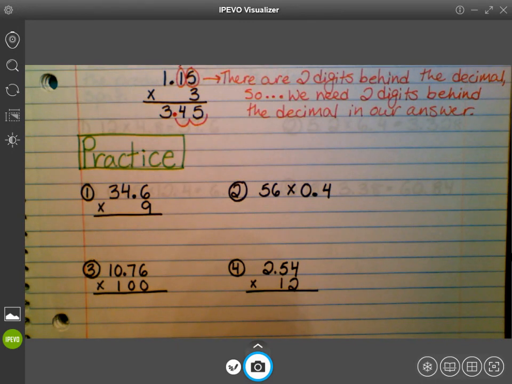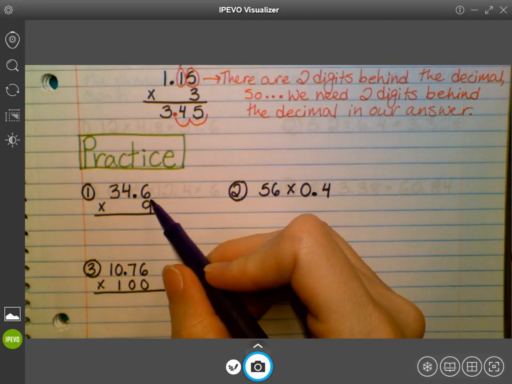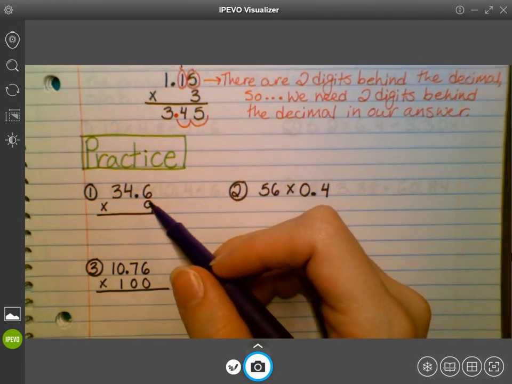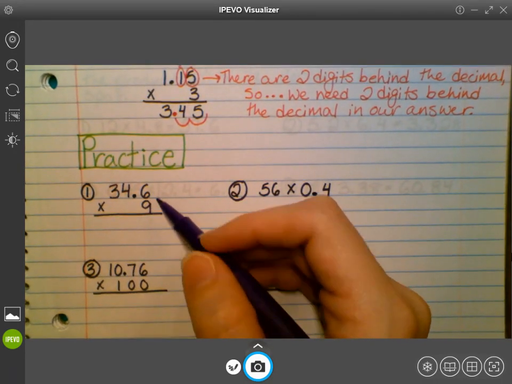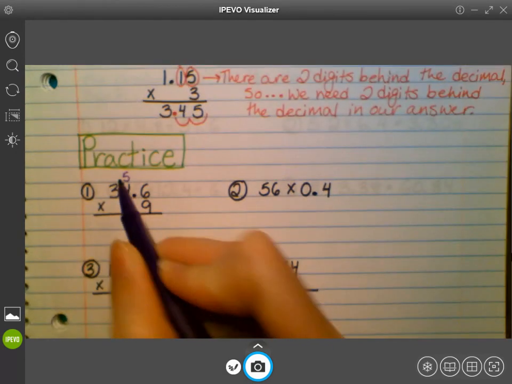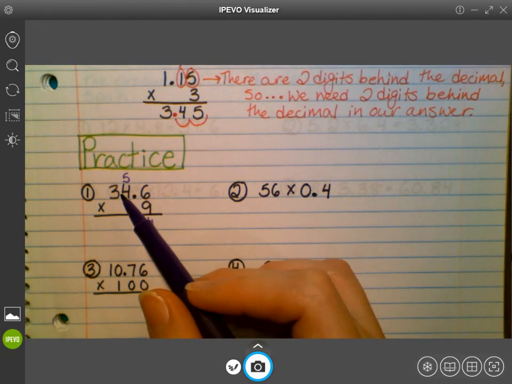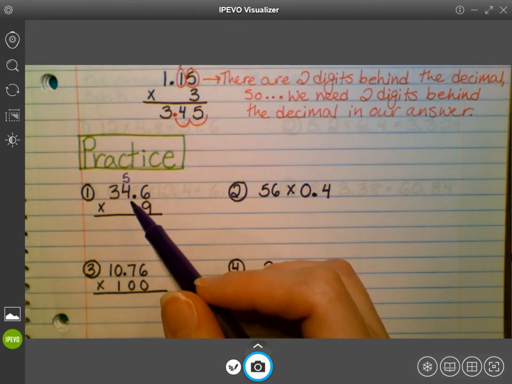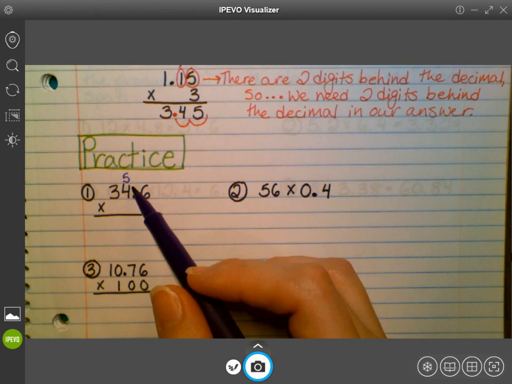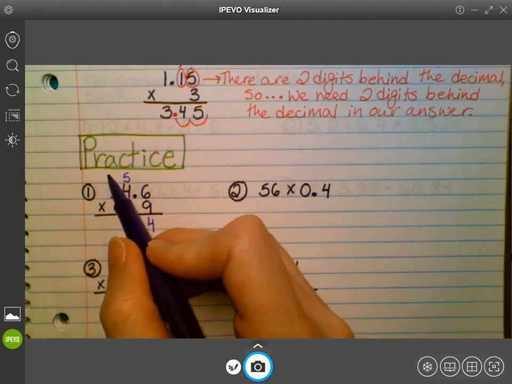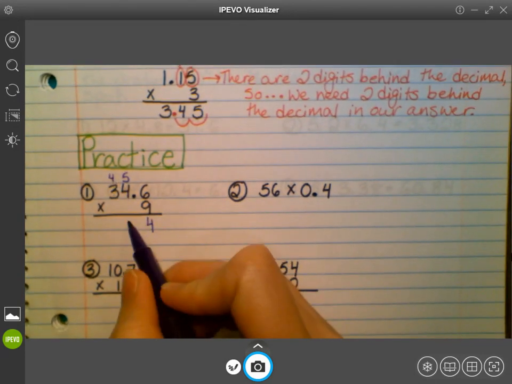Now, my first step is to ignore the decimal and multiply them like they're whole numbers, right? So, what is 9 times 6, fifth grade? 54. It is 54, so I would carry the 5, bring down my 4. Then I have 9 times 4. What is 9 times 4? 36 plus 5 is 41. Carry the 4, bring down the 1.